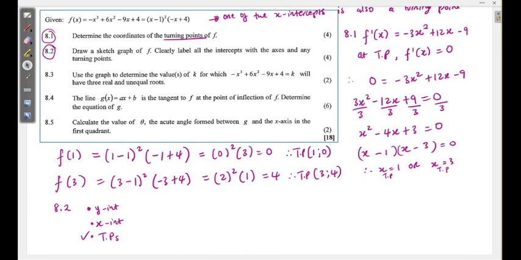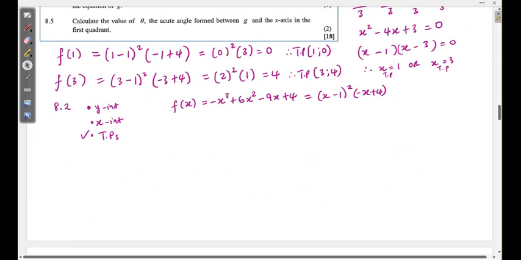To get the y-intercept, remember, our equation is f of x is equal to negative x cubed plus 6x squared minus 9x plus 4, of which in the factorized version it's x minus 1 all squared times negative x plus 4. Now that you have this, you can then try to find the y-intercept first. How do we get the y-intercept, good people? Let's remember that to get the y-intercept, x equals 0.